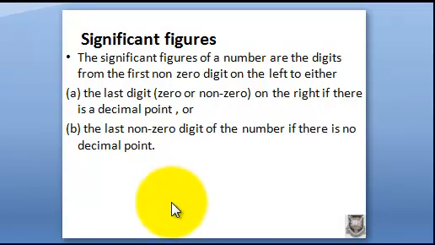Significant figures. The significant figures of a number are the digits from the first non-zero digit on the left to either A, the last digit, 0 or non-zero on the right, if there is a decimal point, or B, the last non-zero digit of the number, if there is no decimal point. This is a rule of thumb that needs to be remembered anytime significant figures of a number are to be determined.